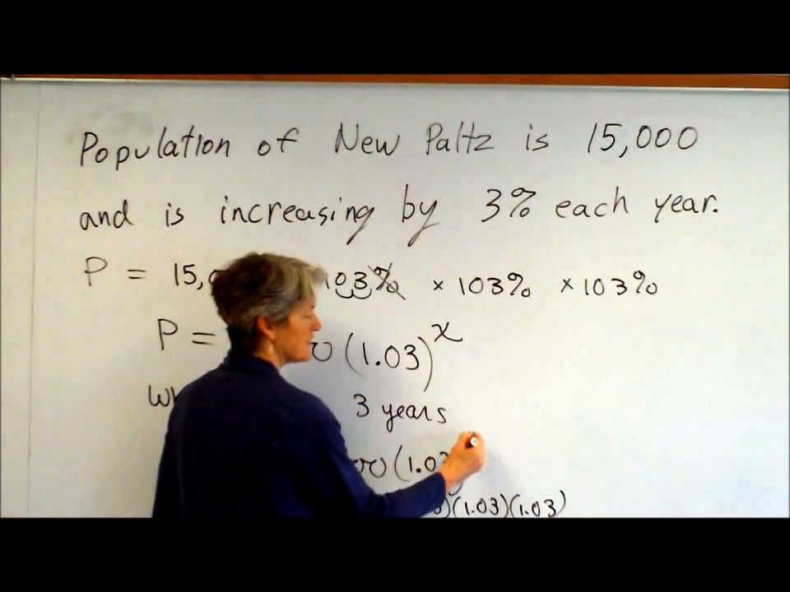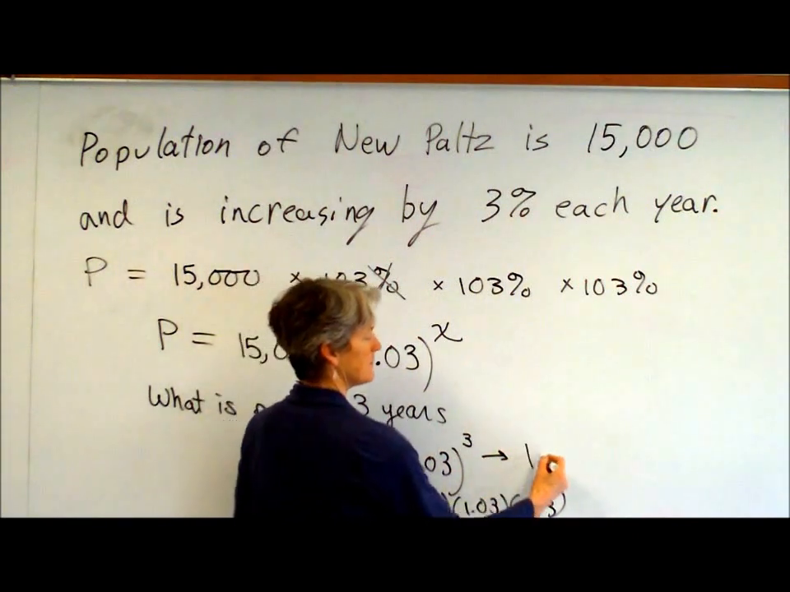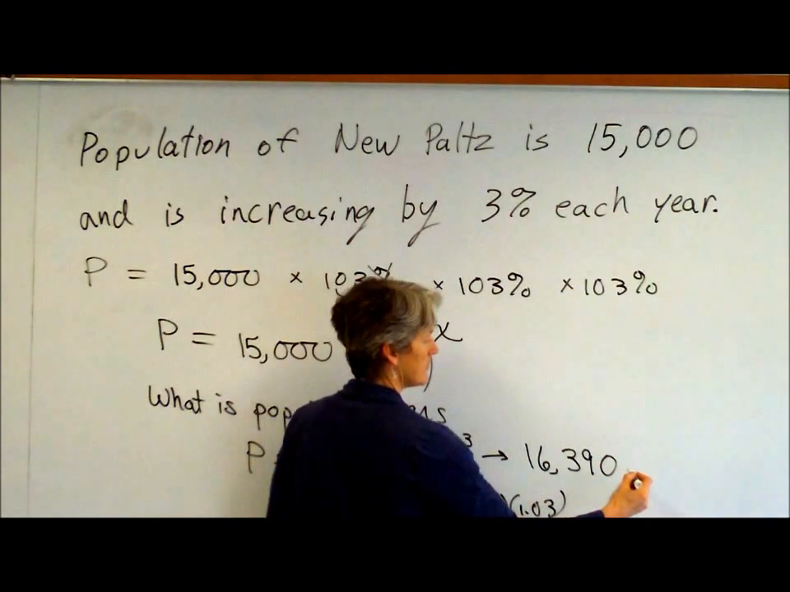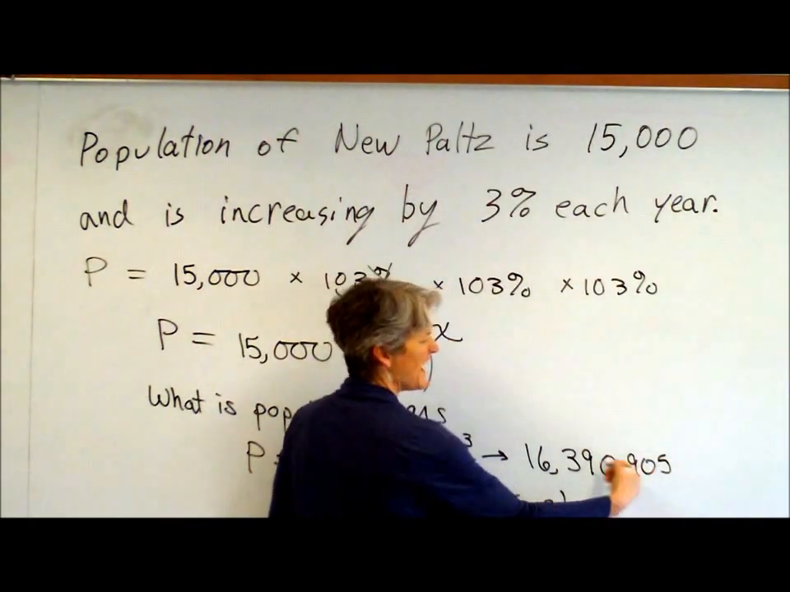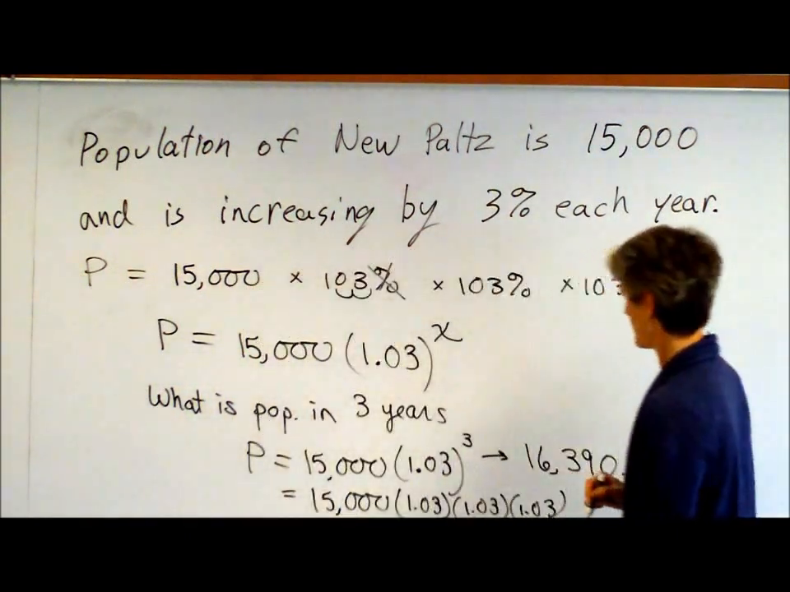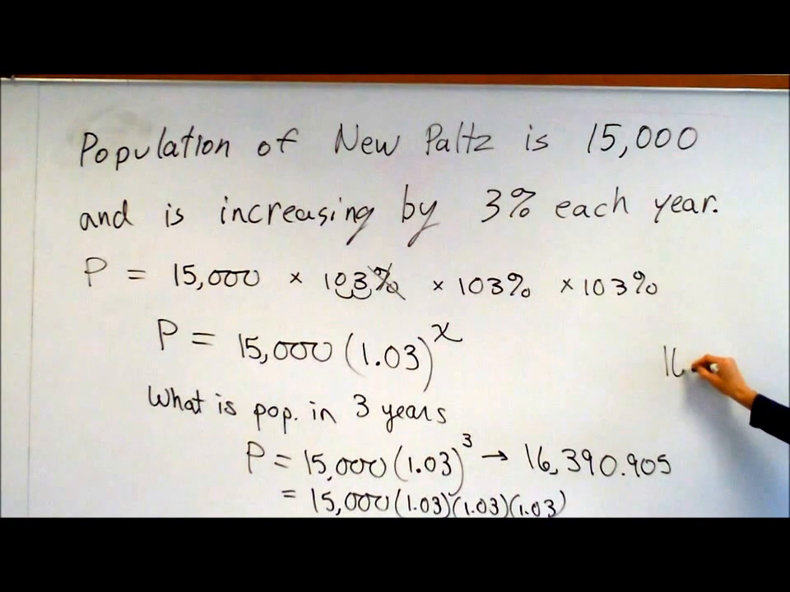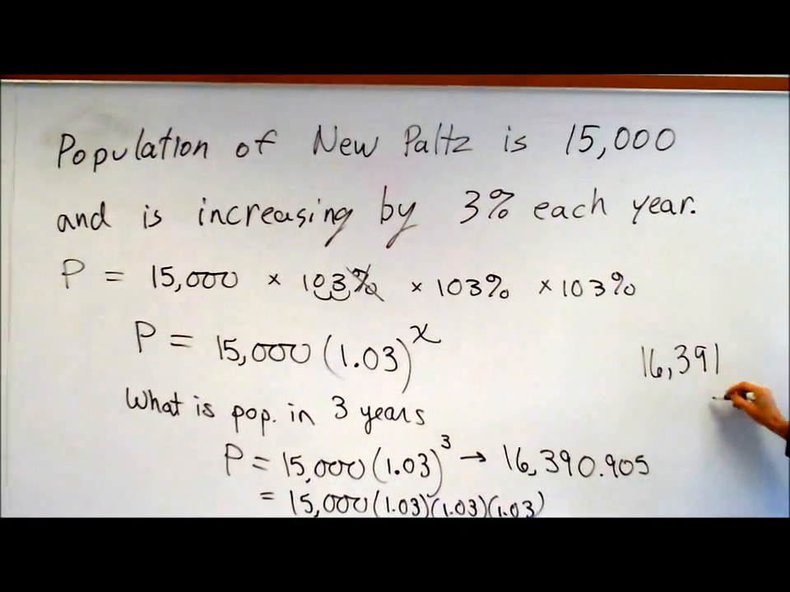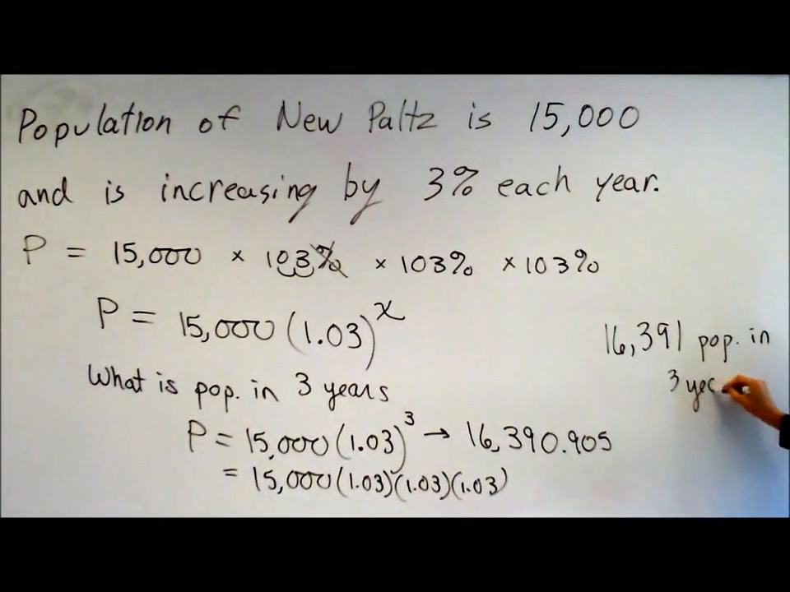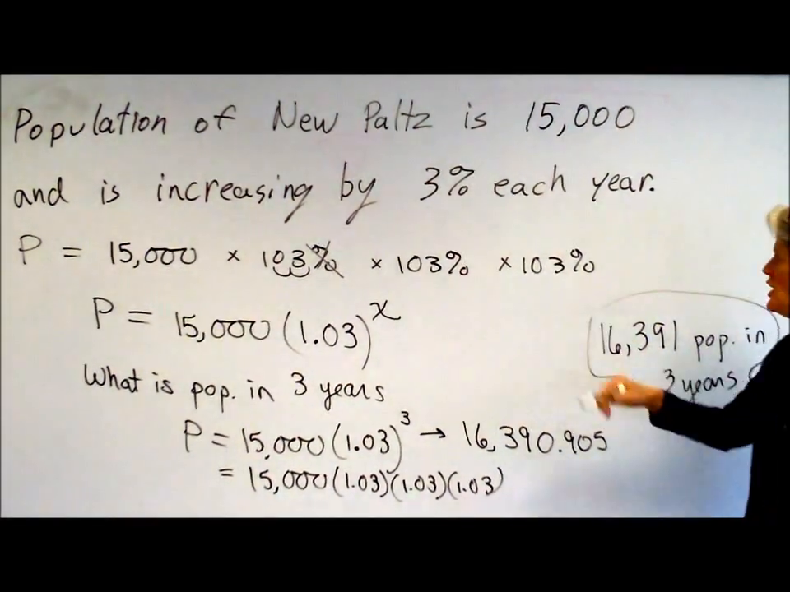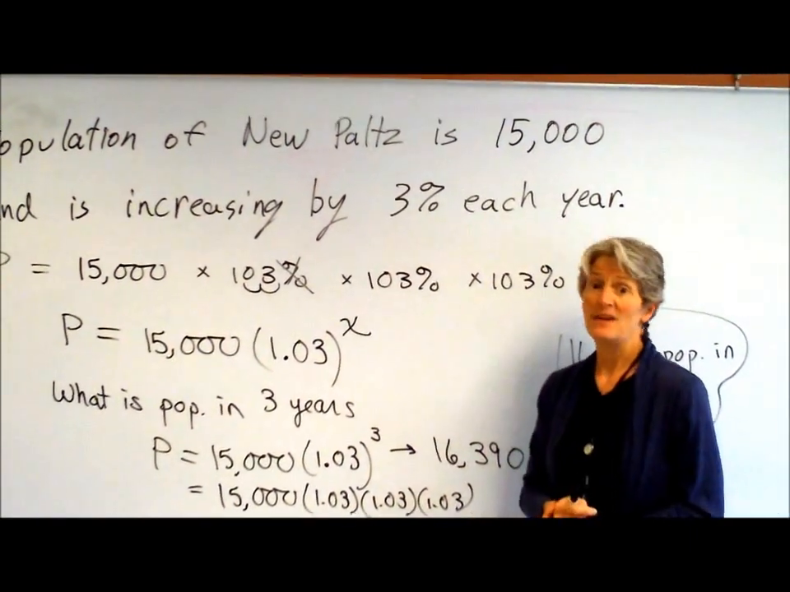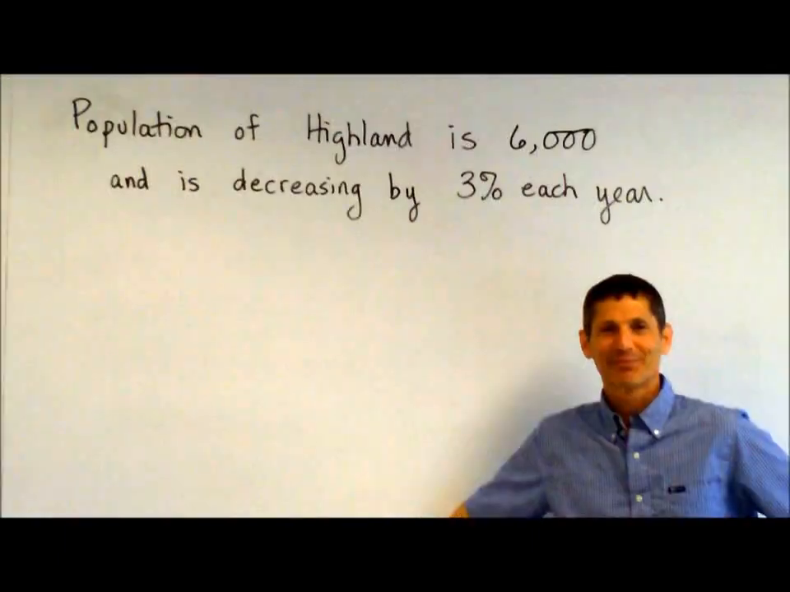What does that actually give us there, Mr. Haas? So that is 16,390.905. Now, I'm not sure what that means in terms of people. Yeah, I don't want body parts lying around. Should we round that to the nearest human? Absolutely. All right, so let's say about 16,391 is my population in 3 years. That's terrific. And there you go. Basically, whenever you have percent increase, you're going to have exponential growth. And there you have it.